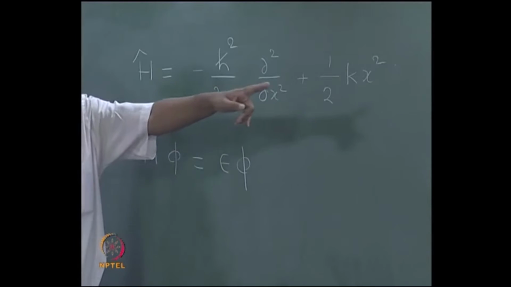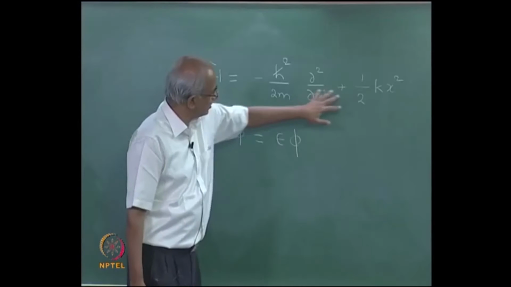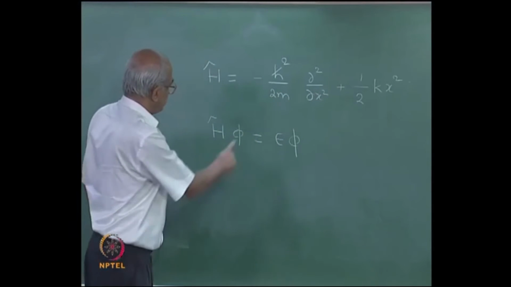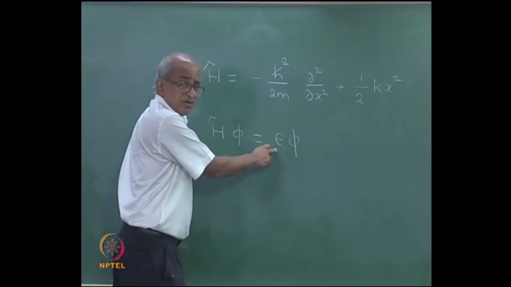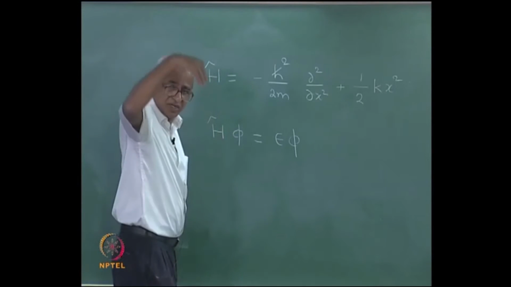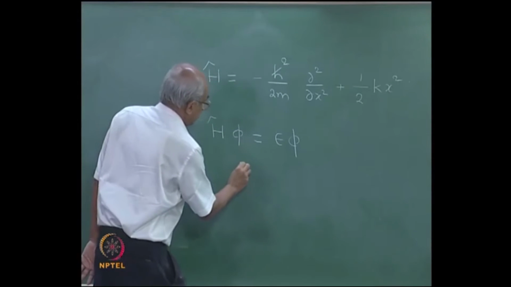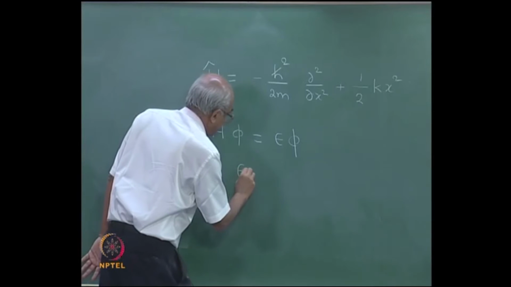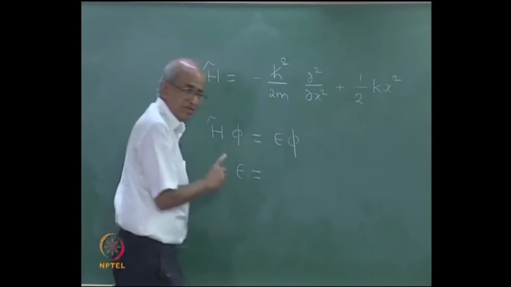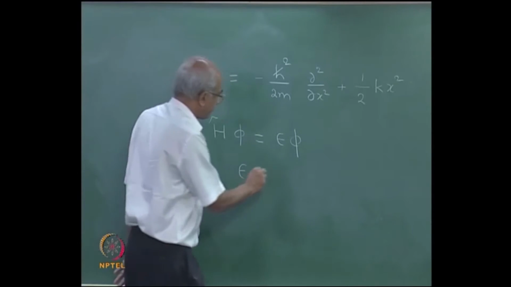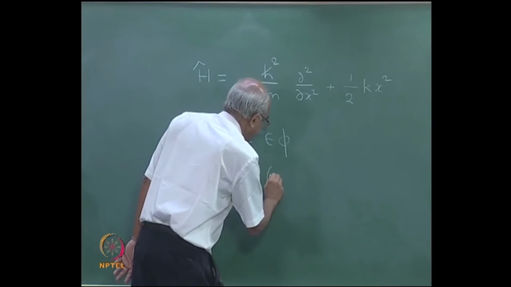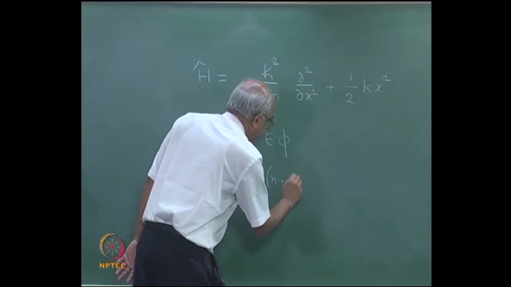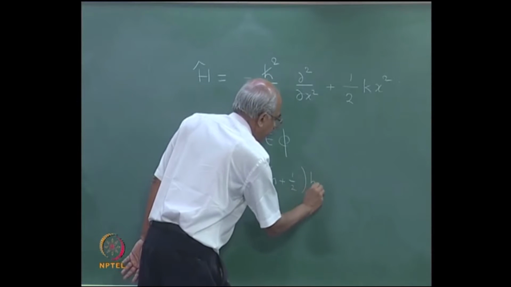In fact, in the case of the harmonic oscillator, with this Hamiltonian operator, you can actually find the eigenvalues as well as eigenfunctions, something that we will do later. So, it is possible to show that the eigenvalues of the harmonic oscillator have the form which I am going to write. They are of the form (n + 1/2) h nu.